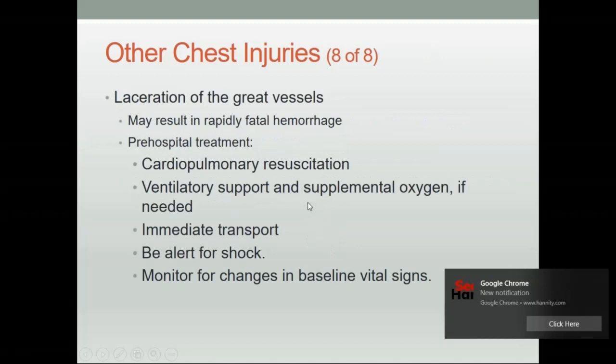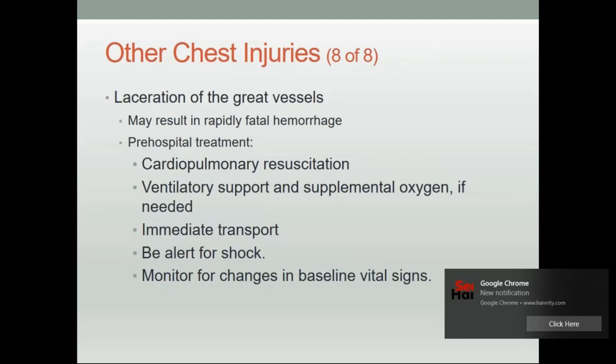Okay. Laceration of the great vessels. Quite often that can be a fatal hemorrhage. If it's not fatal, how do we recognize it? That tearing pain in the chest that radiates through to the back, causes hypotension. You have unequal blood pressures in the arms, possibly. So that's how you recognize it. That's what you see with the patient.